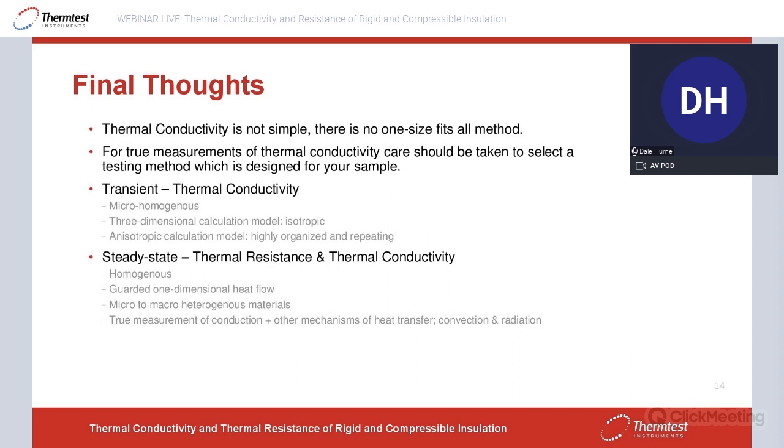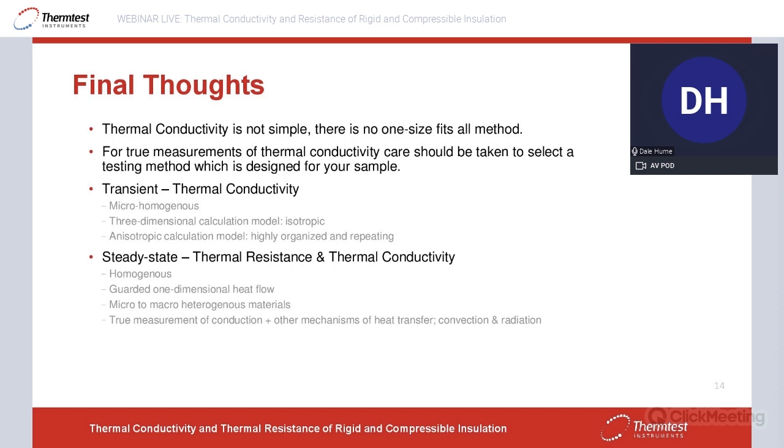So for transient, your material should be micro-homogeneous. If you're using a three-dimensional calculation, it should be isotropic. Some small degree of anisotropy will cause small error. A large degree that's non-repeating will cause larger error. An anisotropic calculation that's highly organized and repeating is a good candidate for measurement by this technique.